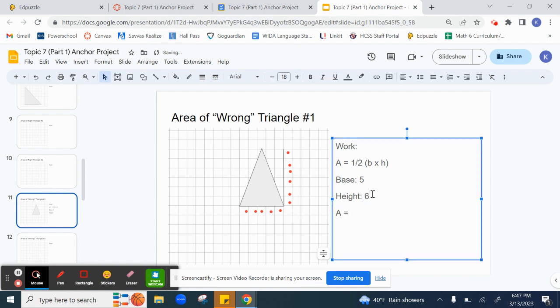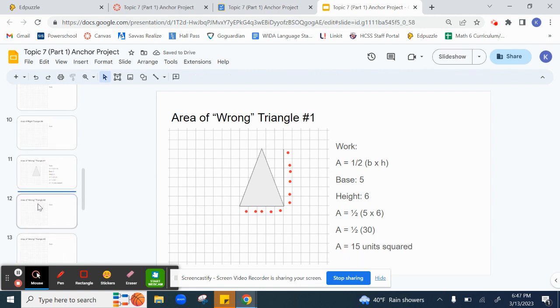All right, now let's do our 1/2. 5 times 6. Half of 5 times 6 is half of 30. Half of 30 is 15 units squared. All right, let's keep going.